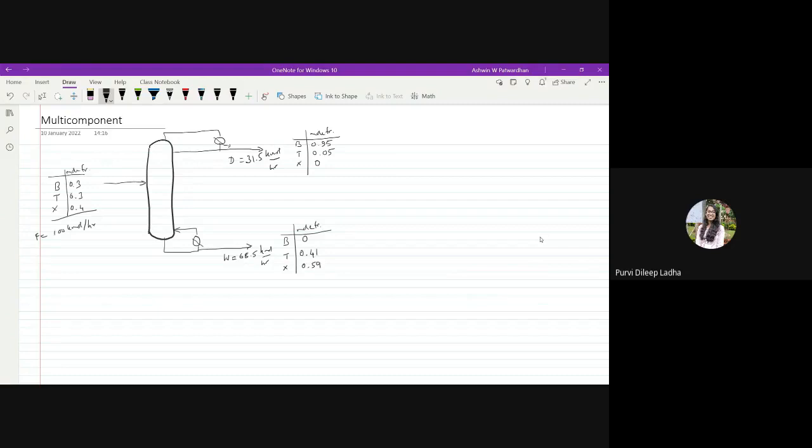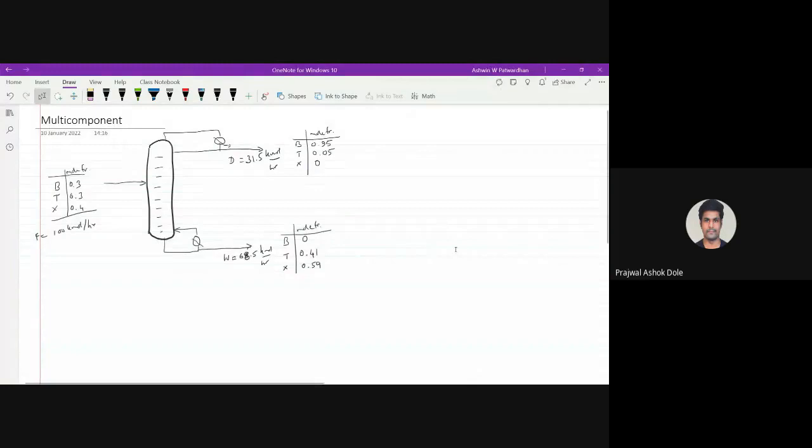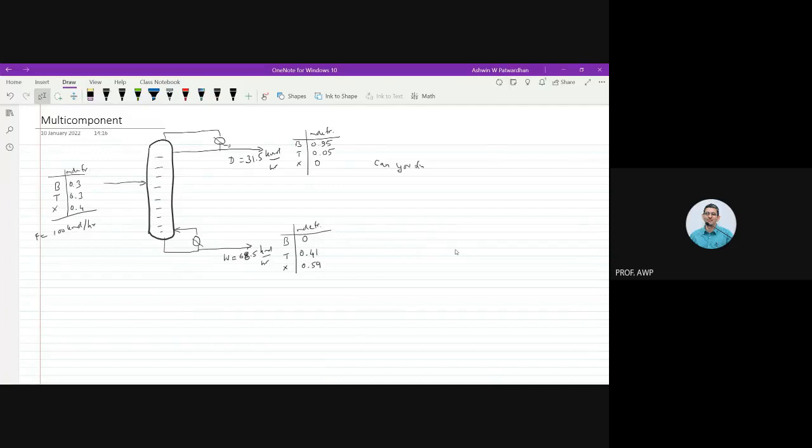Do you people agree? Disagree? Anybody else has got any other number? Hello. Anybody has any other number? Nobody has any other number. No, sir. Now, can you find, or rather, can you design a column?